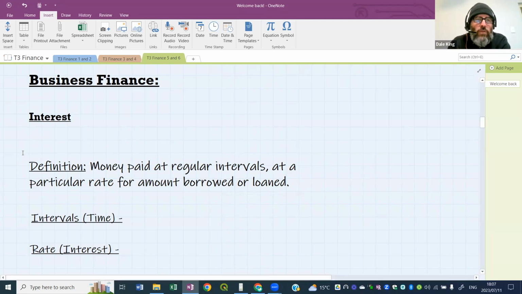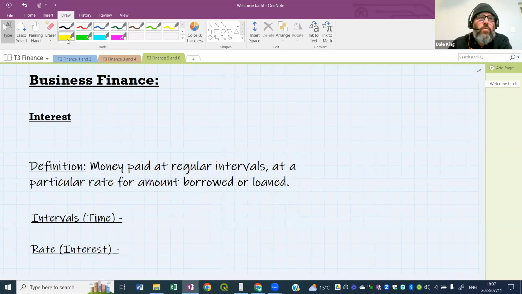All right, so here's a definition for interest. It's been around for hundreds or thousands of years. It's the money paid at regular intervals at a particular rate for an amount that's borrowed or loaned. Okay, and we're going to break up this definition, because there's important things in here. So it's money paid at regular intervals. All right, we're going to talk about that. At a particular rate for an amount borrowed or loaned. All right, now we're going to take a look at those three words specifically in the definition for interest.